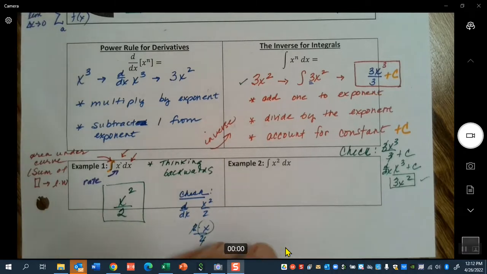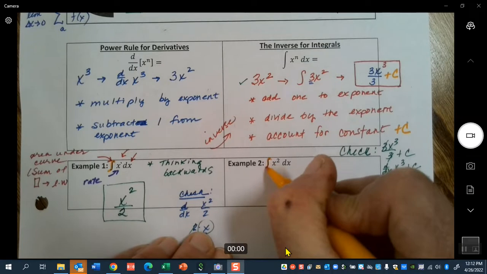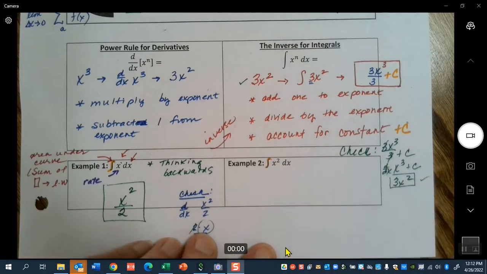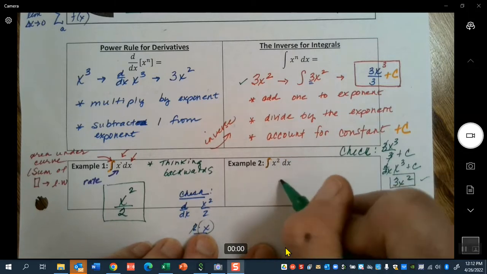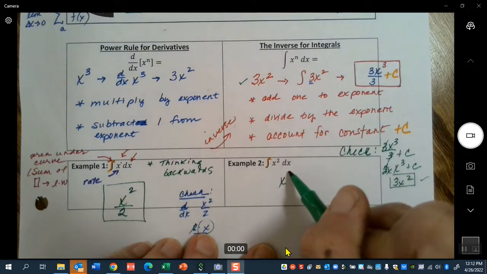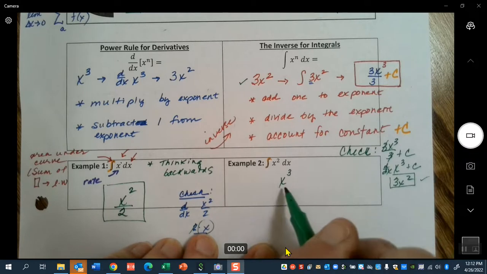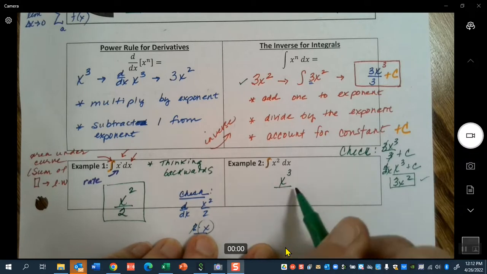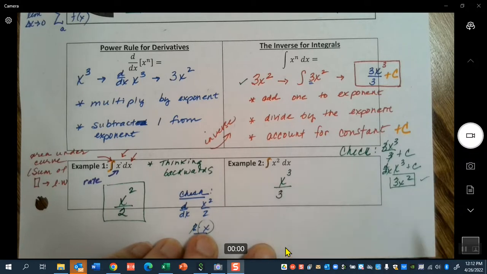All right, let's talk about this. I want to find the formula for the area under the curve. So I'm going to think backwards. Here's my x to one more power, and I'm going to divide by that exponent.